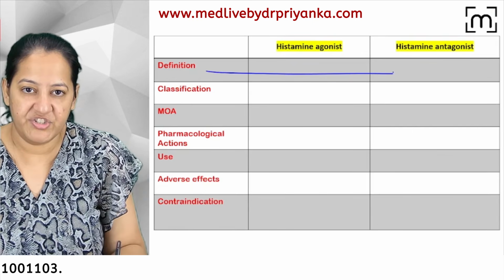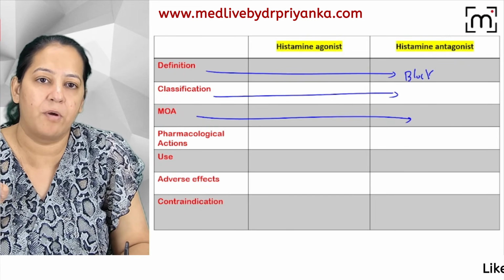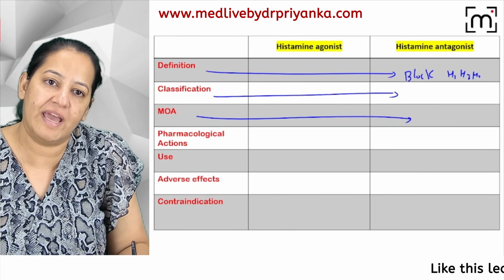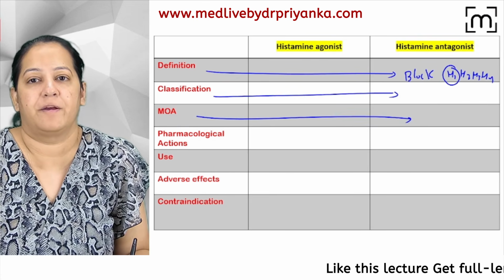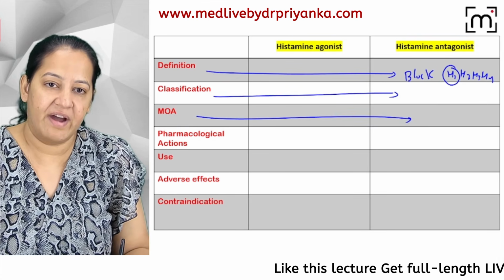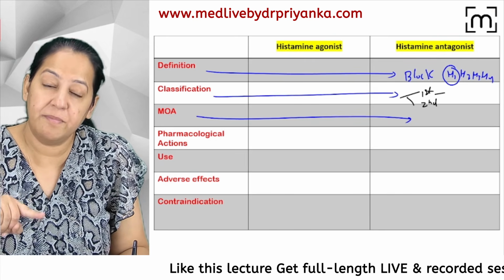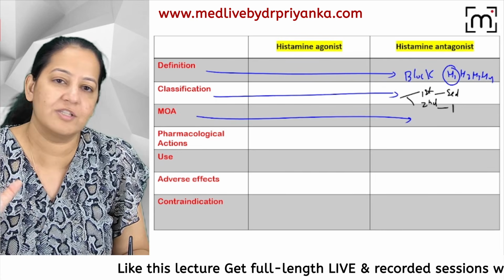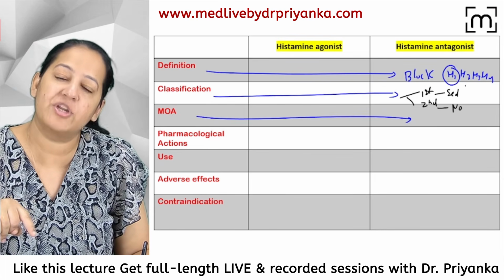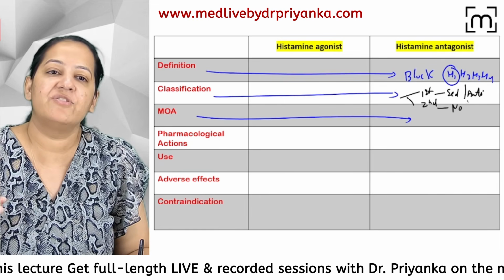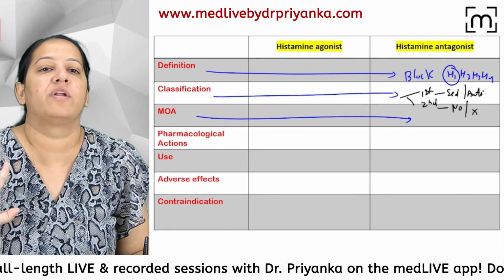So we are done with definition, classification, and mechanism of action. What is the definition? These are the drugs that block H1, H2, H3, H4, but the most common among them is H1, which we call conventional antihistaminic. Classification-wise, we divide them into two categories: first generation and second generation. First generation cross the BBB, causing sedation. Second generation do not cross the BBB, so no sedation. First generation, along with blocking H1, also block M1, M2, M3, so they are anticholinergic. But second generation block only H1. They don't block M1, M2, M3, so they don't have anticholinergic activity.